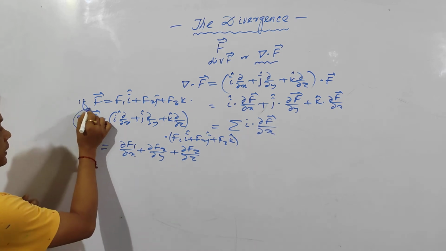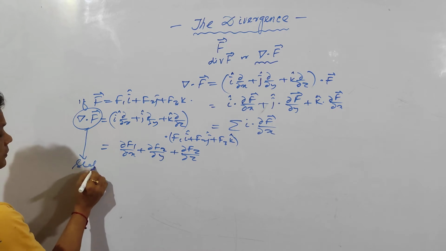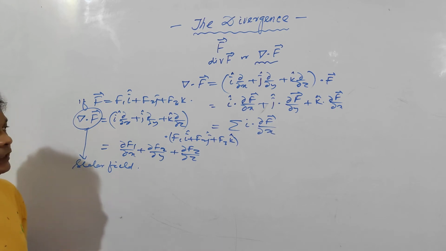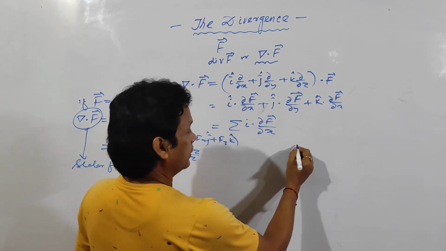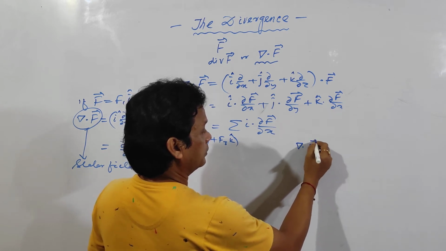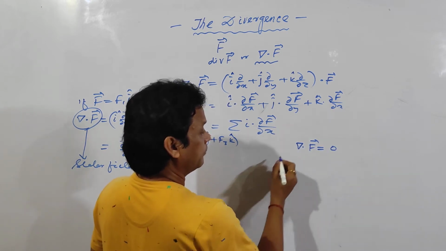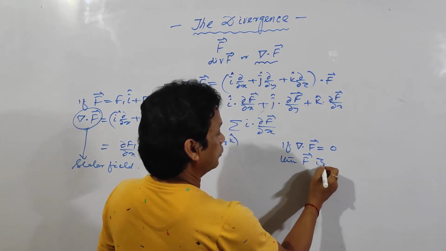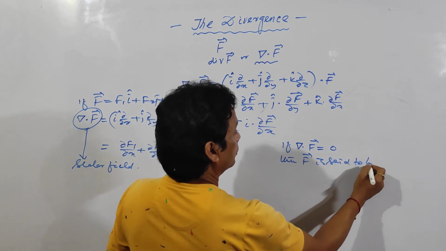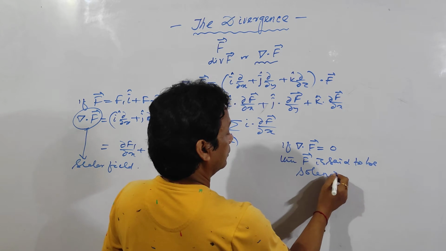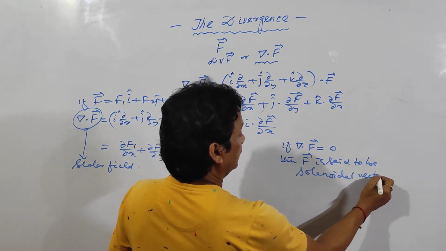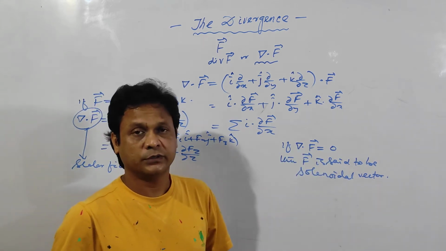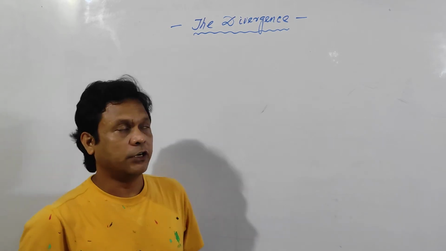So del dot f defines a scalar field. It is not a vector field. It defines a scalar field, and the divergence is zero simply, not zero vector, it is a scalar quantity. If del dot f is equal to 0, then f is said to be solenoidal vector. And if you want to prove that a vector is solenoidal, you want to prove its divergence is 0. Clear? Now how to find out the divergence?